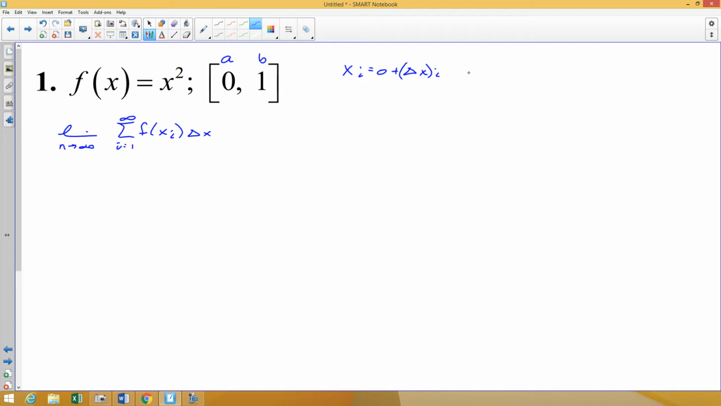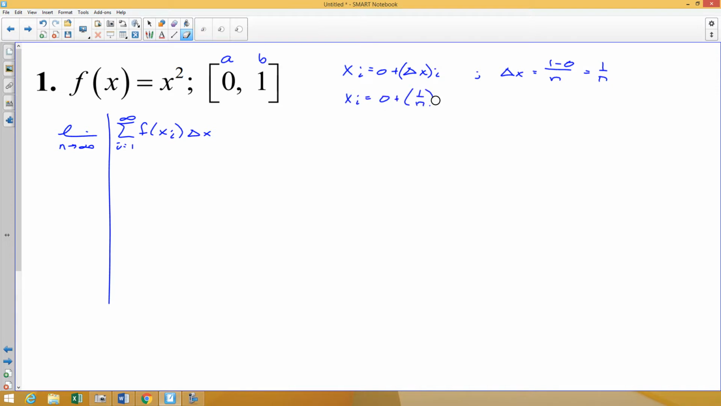And I need to actually find out what delta x is. Delta x is b minus a over n, so 1 minus 0 divided by n, which is just 1 over n. So I'll plug 1 over n in for delta x. And for x sub i, I'm going to clean that up a little bit. That's going to be 0 plus 1 over n times i, which is just i over n. So I'm going to plug both of those in here. So this will become the sum, i goes from 1 to infinity, of f of i over n times delta x, which is 1 over n.